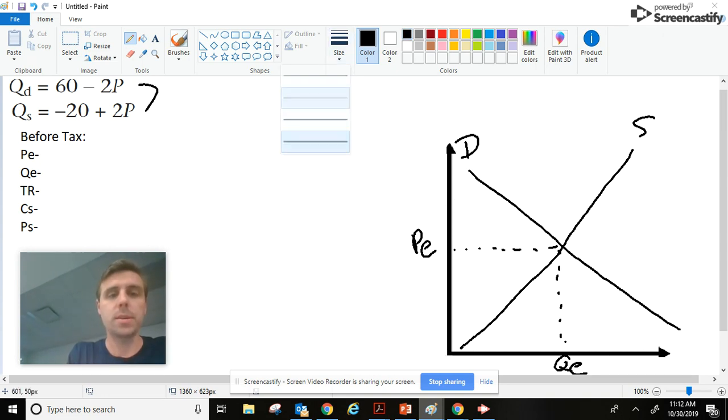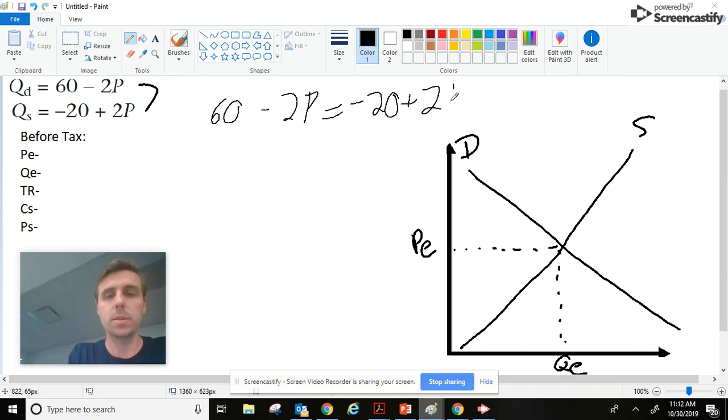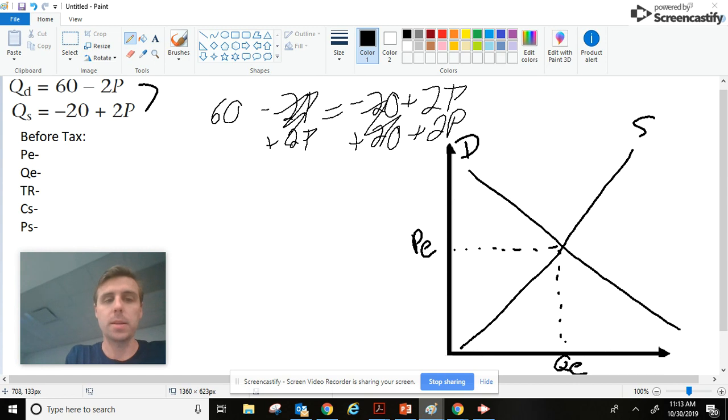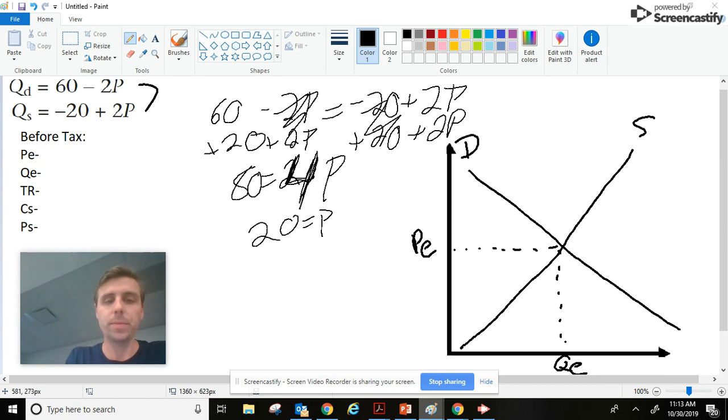So if I get a smaller size here, we're going to go 60 minus 2p equals negative 20 plus 2p. I start breaking this down. Plus 2p here gets rid of that. Plus 2p there. Plus 20 gets rid of that. Plus 20 gets me 80. Oops, 80 equals 4p, excuse me. 80 equals 4p. And that's going to give me an equilibrium price of 20. So what I recommend is keeping track of all of this. My equilibrium price is 20.